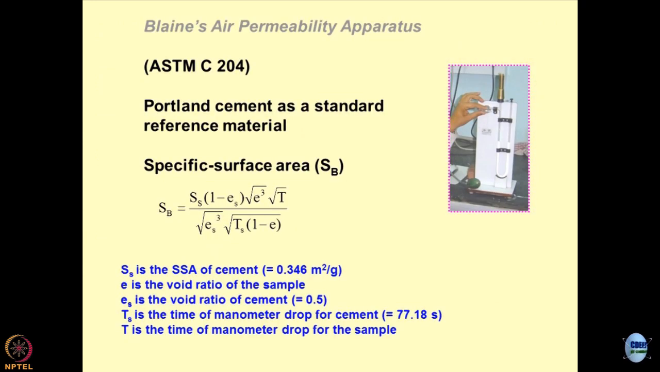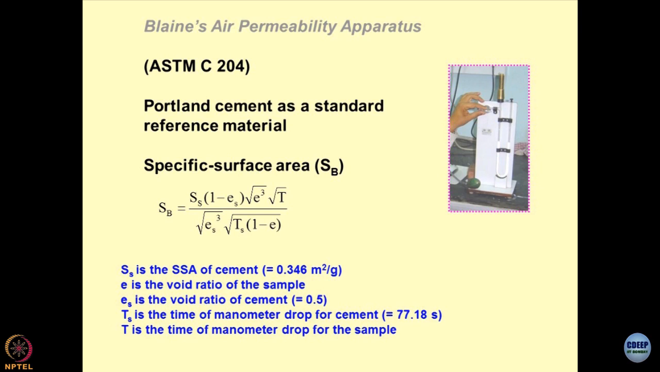This is the Blaine's air permeability apparatus. You must have used it. This is a U-tube, and in the U-tube, one part of the U-tube is connected to a pump, hand pump, like the blood pressure machine. And this is a sample holder. So a known weight of the sample is compacted in the sample holder, and this is attached to the Blaine's permeability apparatus. And what you are seeing over here is the mercury column.